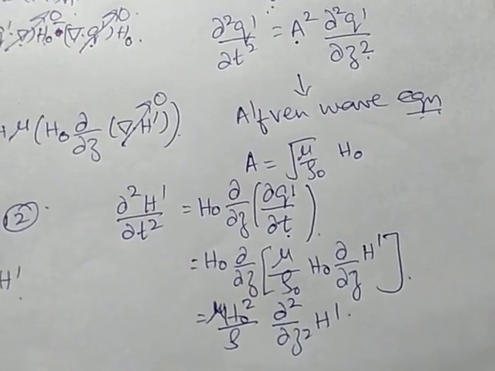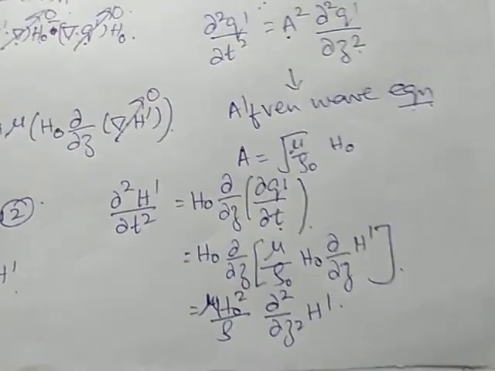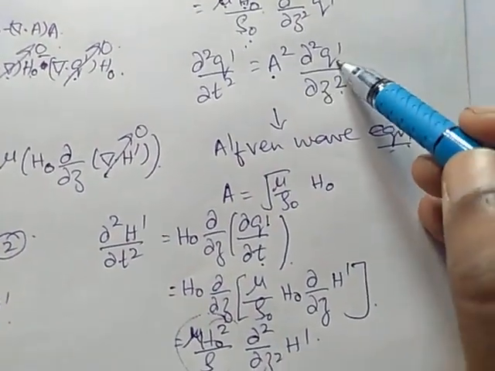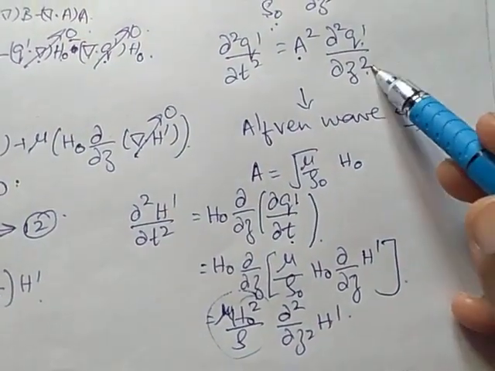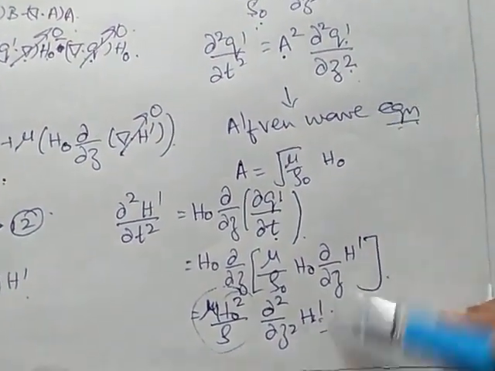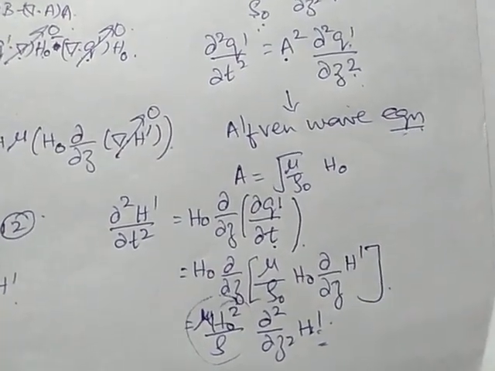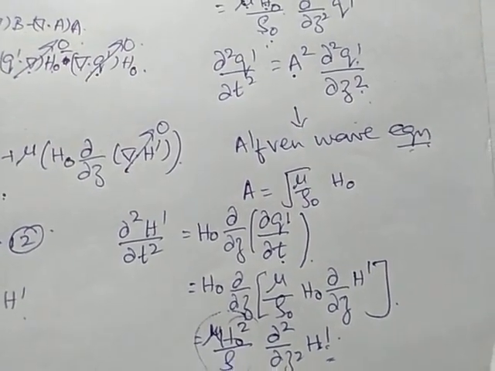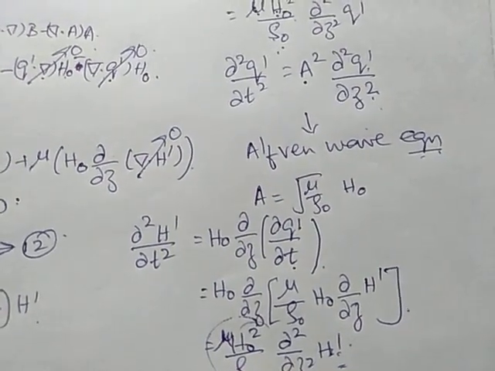So again, this is also an Alfvén wave equation, in terms of the magnetic field. Again it has an A square. Here it is in terms of the perturbed velocity, and here in terms of the perturbed magnetic field. These two equations are Alfvén wave equations for an incompressible, perfectly conducting fluid in the presence of a magnetic field applied vertically upwards.